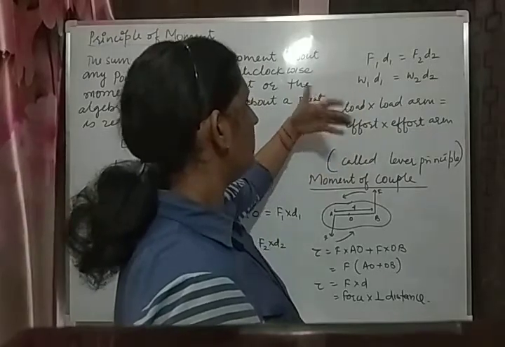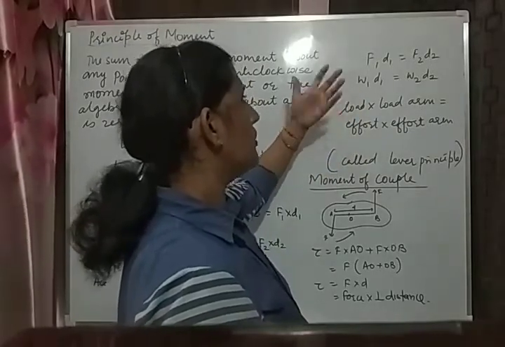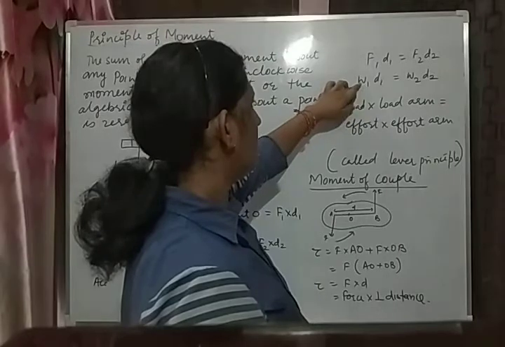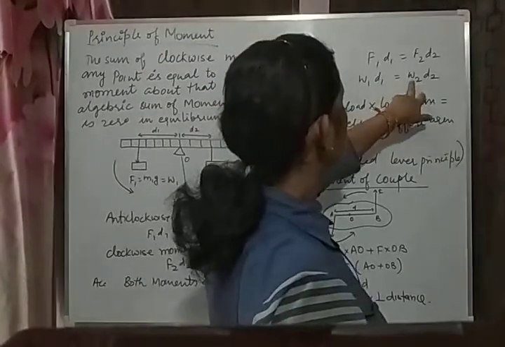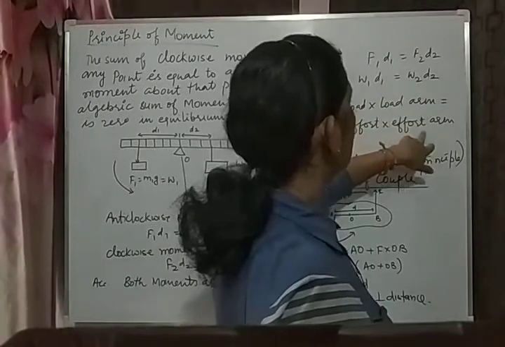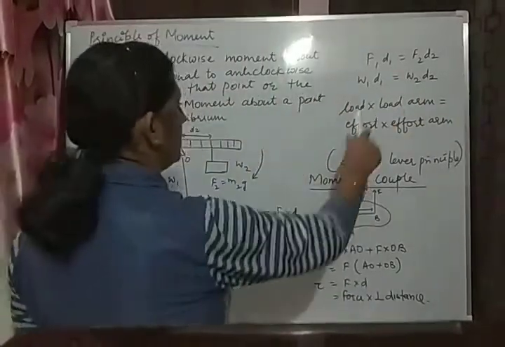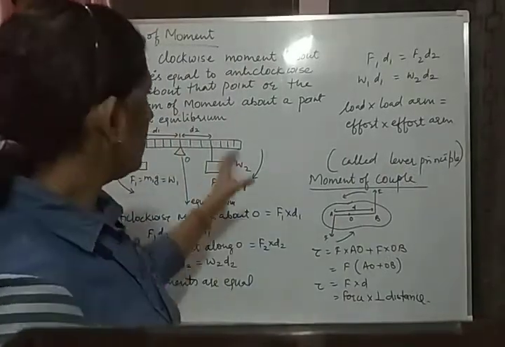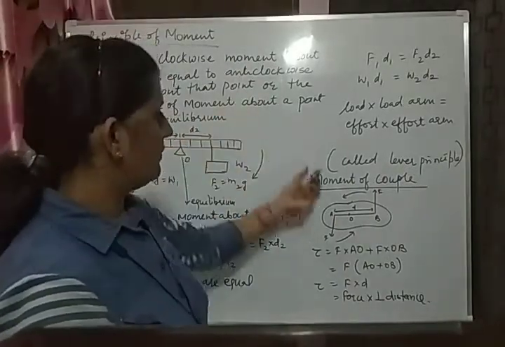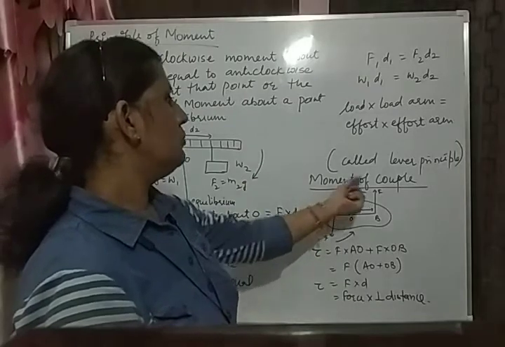In terms of a lever system, we can write it as the load and the load arm, and the effort and the effort arm, both products are equal. This is also known as the principle of lever. On the basis of this principle itself, we can discuss one more point, the moment of couple.